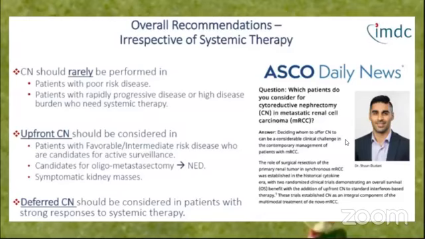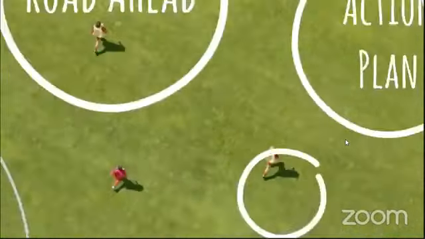Upfront cytoreductive nephrectomy should be considered in patients with favorable or intermediate risk disease who are candidates for active surveillance, or candidates who present with oligometastasis, intention of making them no evidence of disease status, or patients with kidney masses who are symptomatic in the form of hematuria or pain. Last, deferred cytoreductive nephrectomy should be considered in patients with strong responses to systemic therapy.